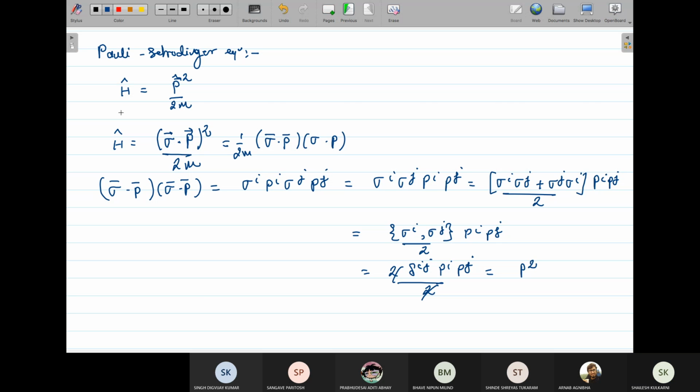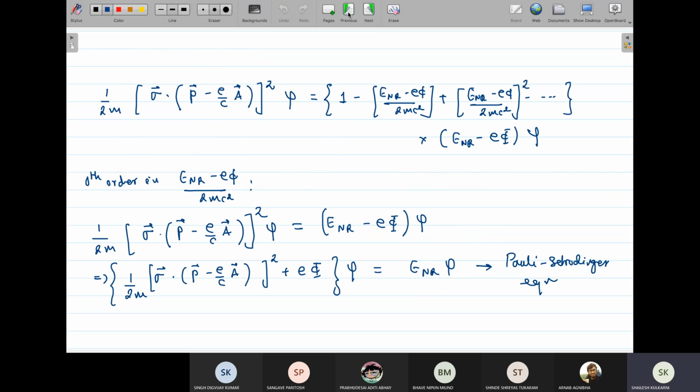Clear? So this is Pauli's Hamiltonian for a free spin half particle. Now if I consider the free spin half particle interacting with an electromagnetic field, all I need to do is replace P by P minus E by C A. And if there is a scalar potential, then I have to add E times the scalar potential term, phi. That is nothing but this.